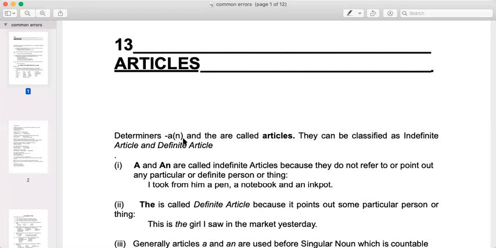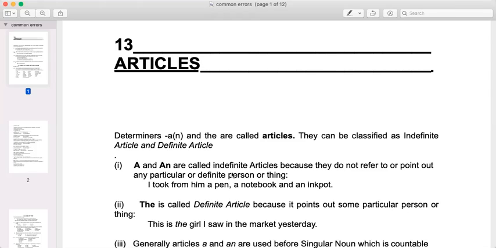A, an and the fall under two basic types of determiners: definite determiners and indefinite determiners. Indefinite determiners are those that are used before a noun to refer to it in a general way, not in a specific way. This is the work of the indefinite articles a and an. They are known as indefinite as they do not refer to or point out any particular or definite person or thing. So what are definite articles?